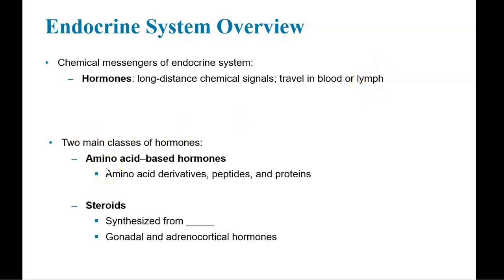There's two main classes of hormones. There's the amino acid based hormones, which are amino acid derivatives. So they're made from amino acids. They're peptides and proteins. So examples of these would be like melatonin and catecholamines. Catecholamines include epinephrine and norepinephrine. These types of hormones are water soluble hormones, and because they are water soluble, they do have to attach to the cell membrane. So they cannot cross the cell membrane, they have to attach to the surface of the cell membrane.